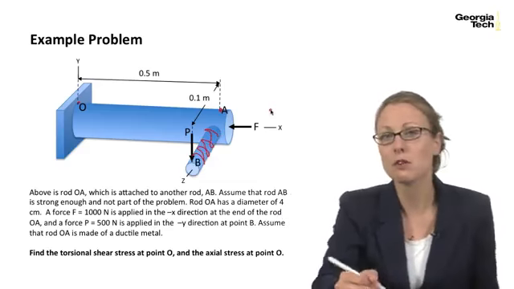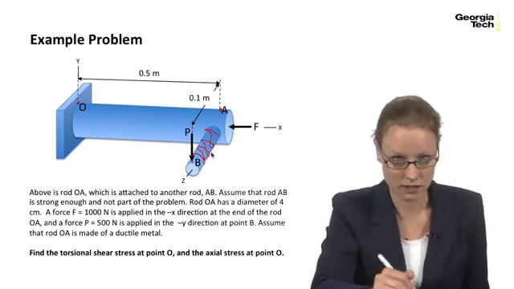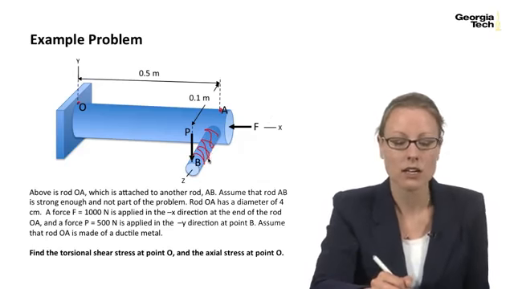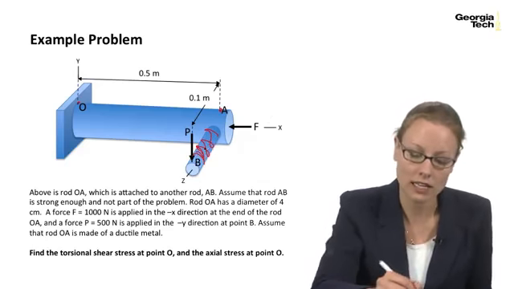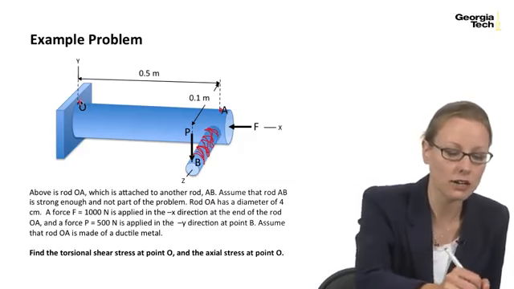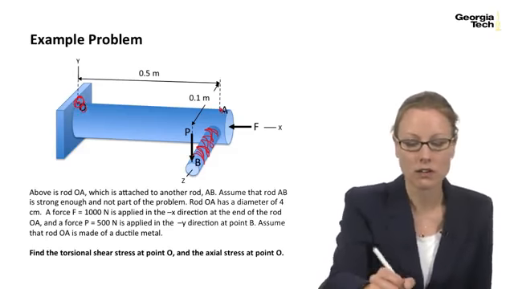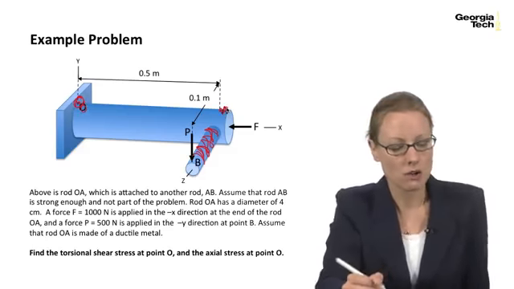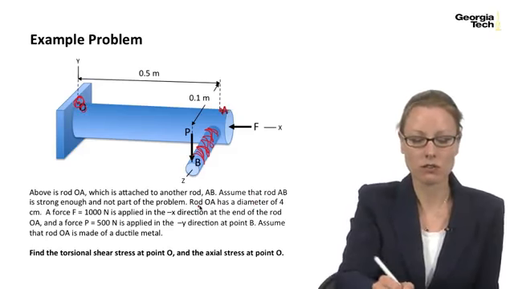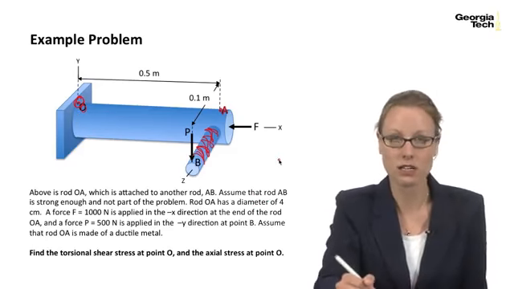What I'm going to assume is that this rod is strong enough, it's not going to deflect, it's not going to deform, and so we're not going to worry about calculating anything in this rod in part of the problem. In fact, what we're going to calculate are the stresses here at point O. This is point O. This is point A. Okay, so this rod OA has this constant diameter across it of 4 centimeters.